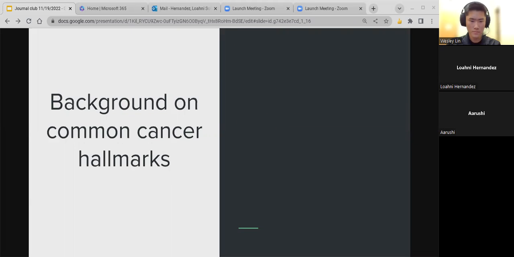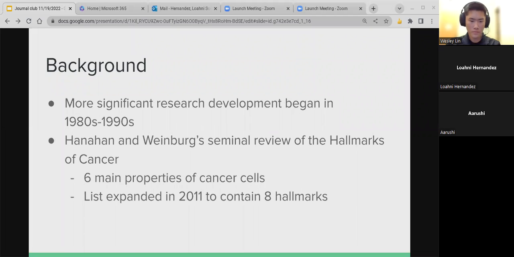So let's go ahead and talk about some background on common cancer hallmarks. These complexities, as I mentioned previously, started to be recognized more significantly in the 1980s and 1990s. Here we truly began to understand how cancer cells metastasized. Such studies gave rise to a very important aspect of modern cancer diagnostic processes, Hanahan and Weinberg's seminal review of the hallmarks of cancer. This review detailed 6 properties of cancer cells, and it was later expanded in 2011 to contain 8 vital hallmarks for recognizing the presence of cancer.